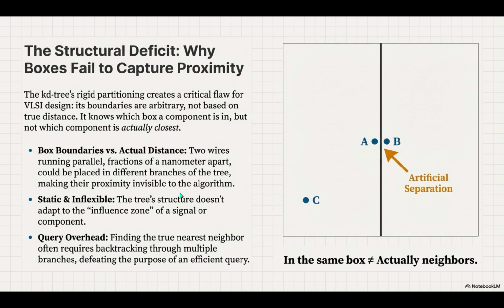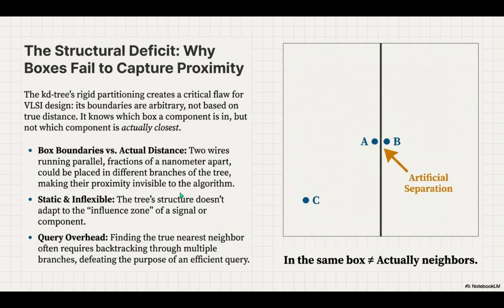So if you ask the most important question, who is closest to this wire? The KD tree has to what? It has to backtrack. It has to check the box it's in, then it has to check all the neighboring boxes and their neighbors. It completely defeats the purpose of the index. You've created this massive organizational system that fails at the one thing that matters most on a chip. Proximity. The KD tree knows about coordinates, the chip runs on physics. And that mismatch creates enormous wasteful overhead.